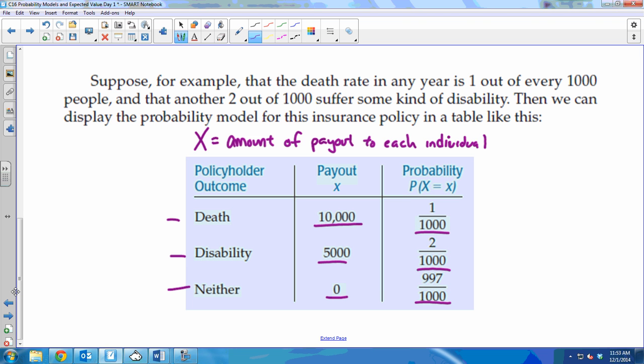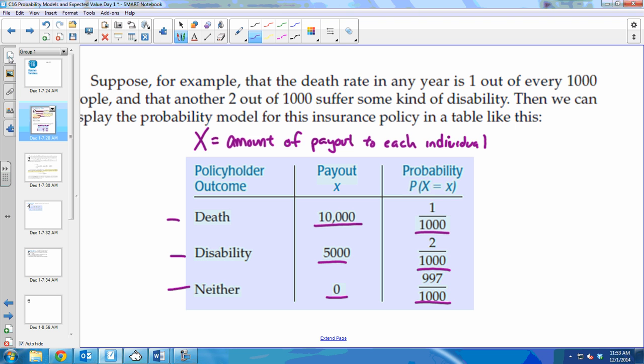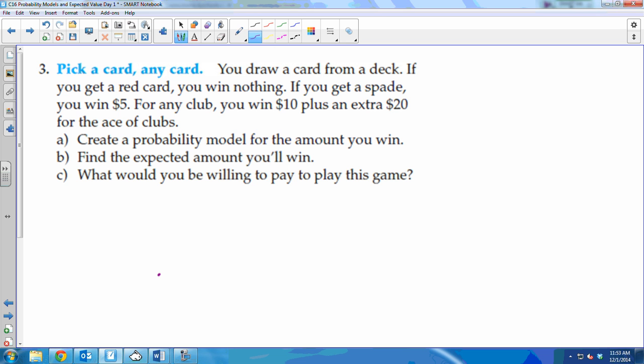All right, so we're going to practice real fast. We're going to go back and forth today. We're going to practice by making our own for a different scenario to make sure you know how to make the model. Okay? It says you draw a card from a deck. If you get a red card, you win nothing. If you get a spade, you win $5. For any club, you win $10, plus an extra $20 for the ace of clubs. Okay? And it says in part A to create a probability model for the amount you win.